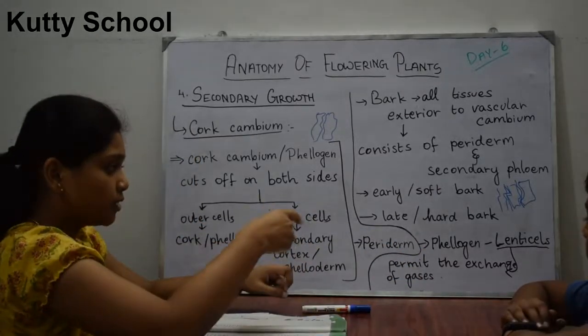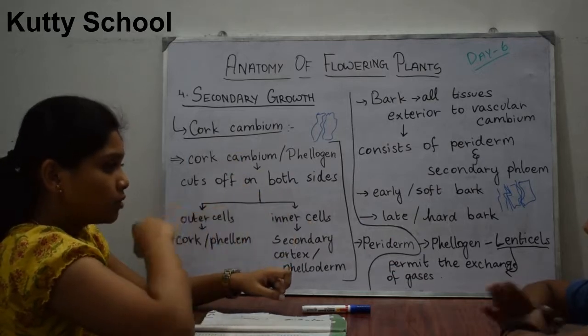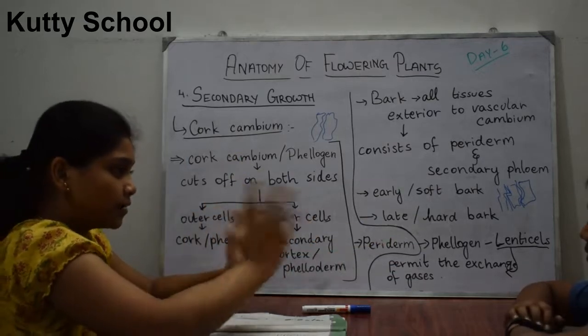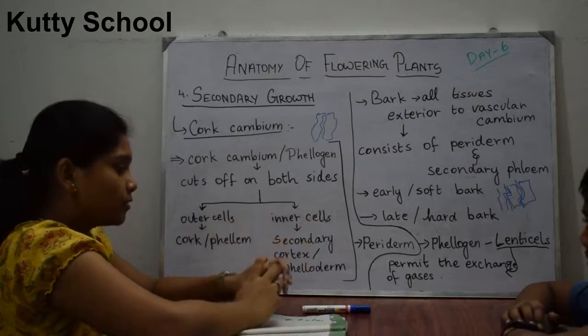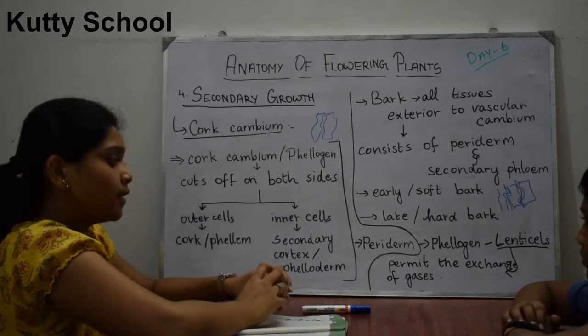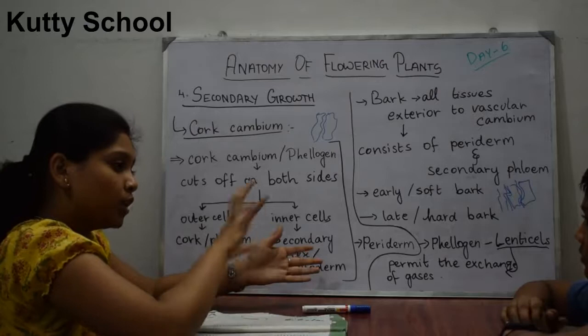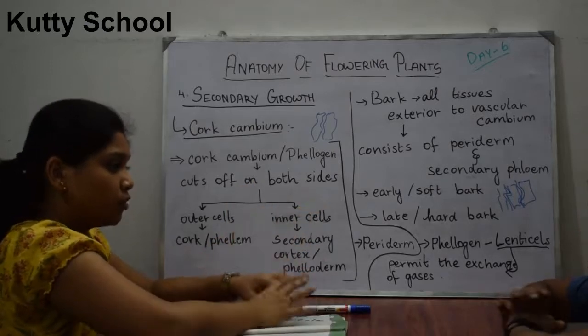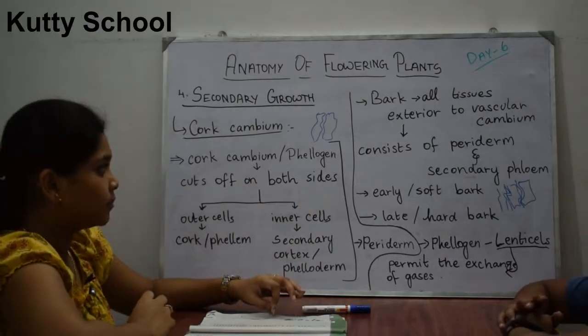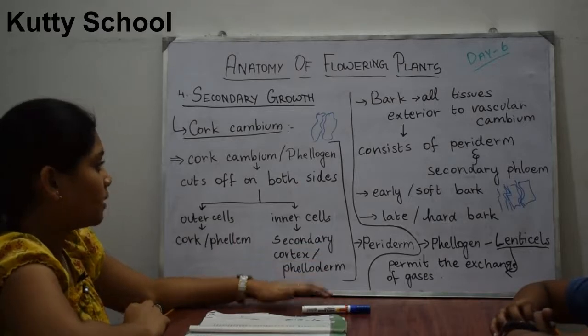So this makes small gaps, like cracks in the outer tree. You can see many cracks. These cracks permit the exchange of gases from outside to the inner tissues. So this is generally about cork cambium.